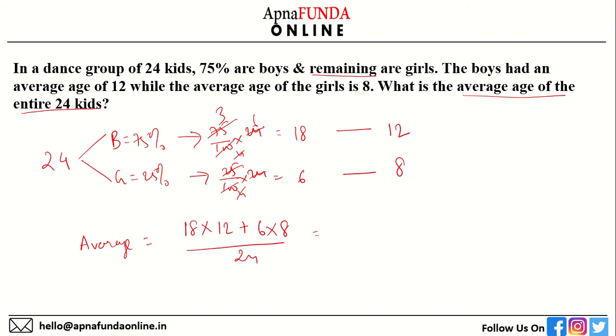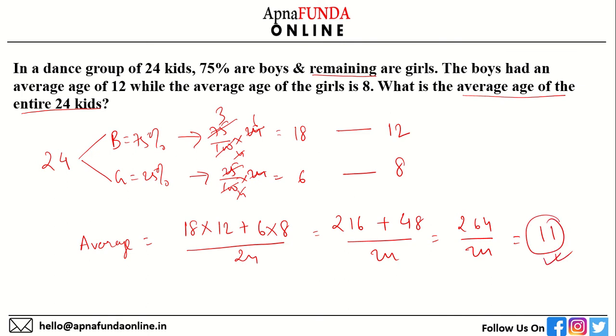Let's solve this. 18 into 12 will give me 216, plus 6 into 8, that is 48, divided by 24. 264 divided by 24 will give me 11. My answer is 11. I hope you have solved along with me. Easy question, and easily you will also get the answer as 11.